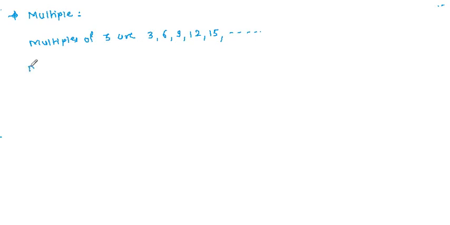Take another example, let's take 4. In the table of 4 we have 4, 8, 12, 16 and so on. 4 ones are 4, 4 twos are 8, 4 threes are 12 and so on. So these numbers are called multiples of 4.